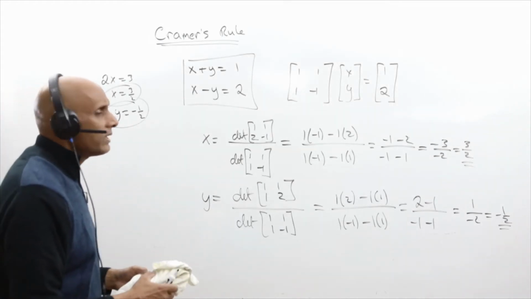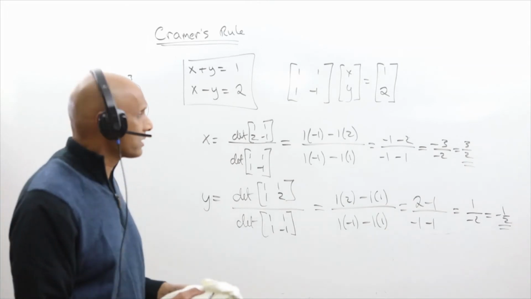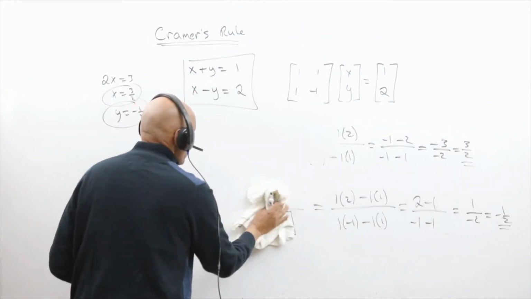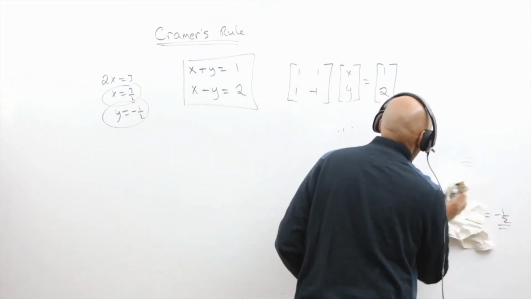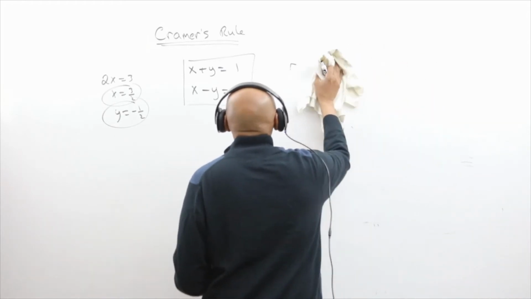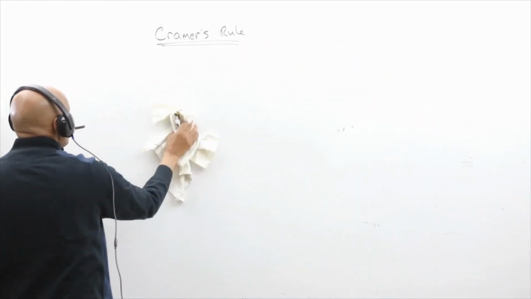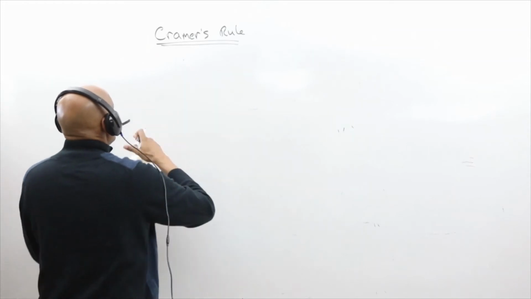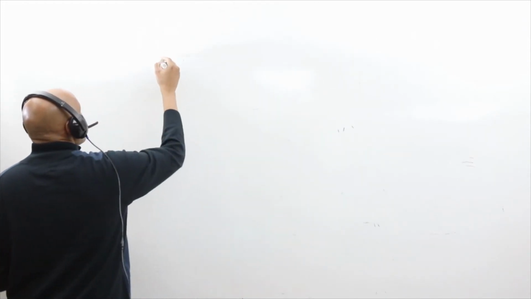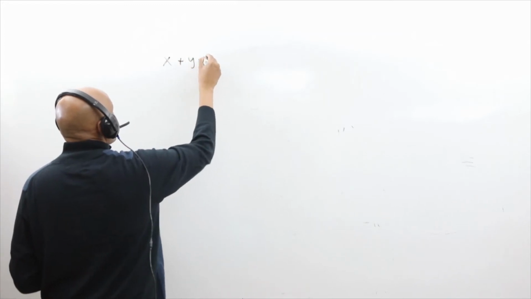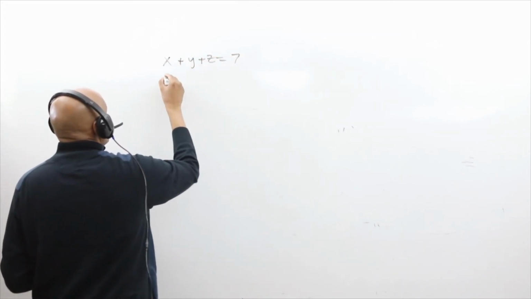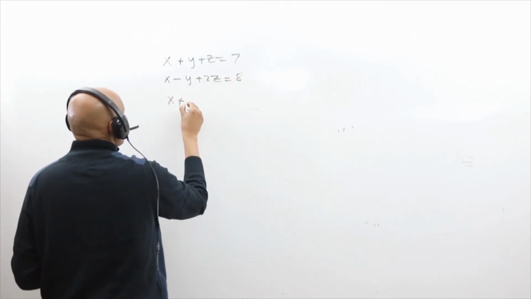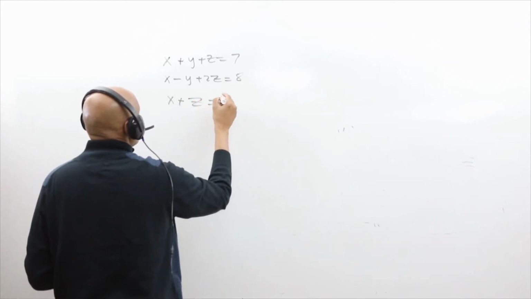Okay, so this can be extended further into any size system of equations. So let's try it for 3 variables. So let's take a system of equations. I won't actually solve it, but I just want to make sure you understand Cramer's rule as a procedure. So imagine that we have the following: x plus y plus z is equal to 7, and x minus y plus 2z is equal to 8, and x plus z is equal to 4.